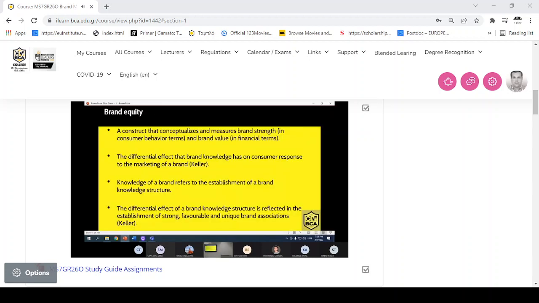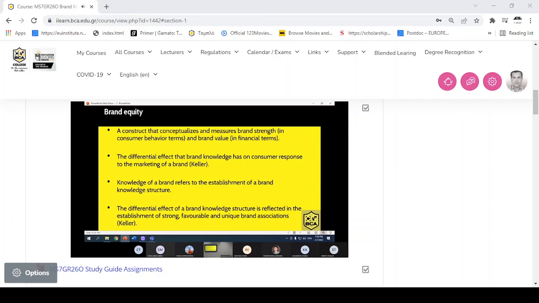The next key term is brand equity. Of course, this is our main topic for the entire semester and the key topic for next week's lecture. But in order to be capable of appreciating its importance, I think it's of paramount value if we scrutinize it even at such a fundamental level.